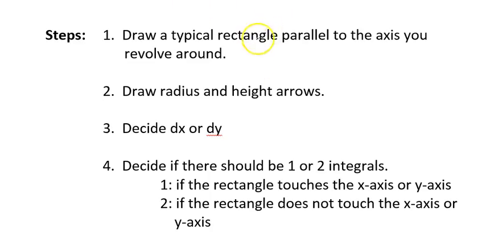Okay, these steps may make a little bit more sense since you've gone through that first type of revolution. We're going to draw our typical rectangle again, but this time we're going to be parallel to what we're going around. We're going to draw this time what I call radius and height arrows. We will still decide whether we have dx or dy the same way. This time we will decide if you have one or two integrals based on whether or not the rectangle is touching the x or y axis. You're not always revolving around the x or y axis, but you may be touching it with your rectangle. And so that's the main difference here in deciding that.